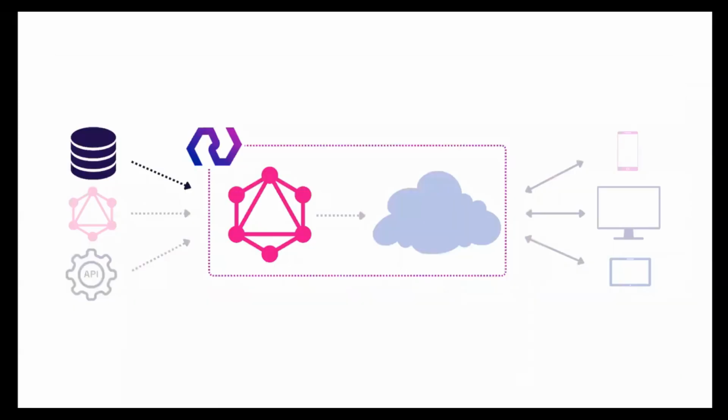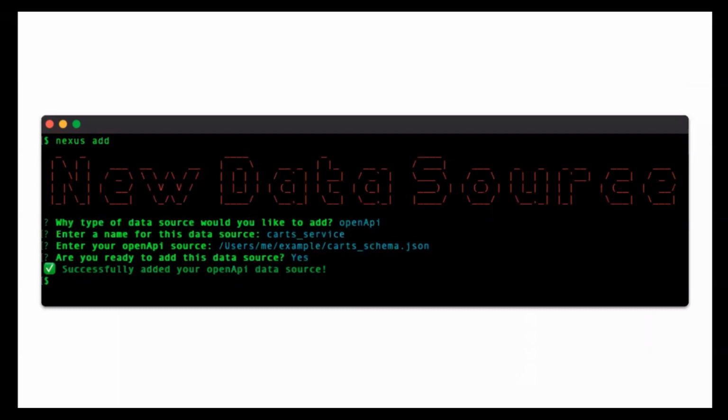And the user now has a basic GraphQL server built from their Postgres database from a single Nexus command. Let's take a look at adding a second data source, a few endpoints from a REST API. Adding the REST endpoints is similar to adding the Postgres database. The user provides the local or hosted location of a JSON file that defines their endpoints following the Open API specification. Adding a GraphQL data source is similar.